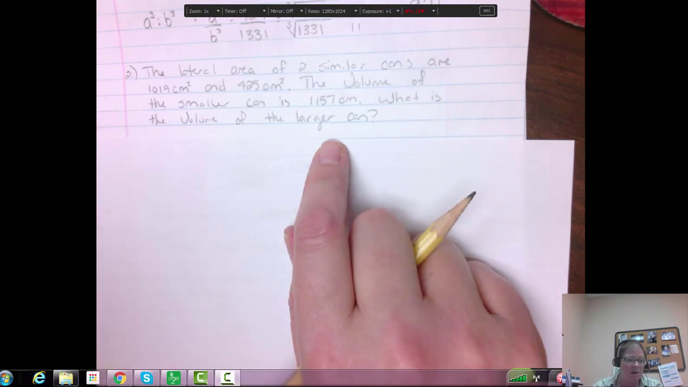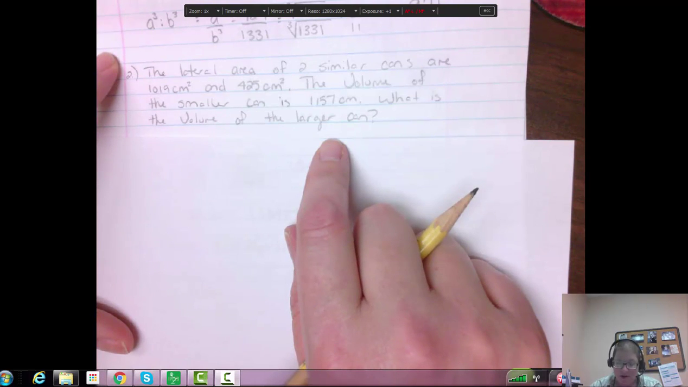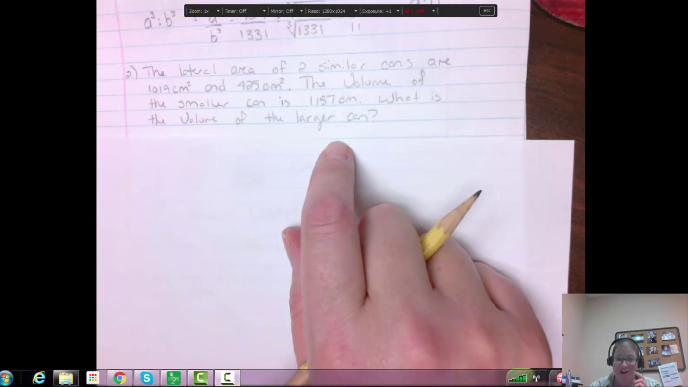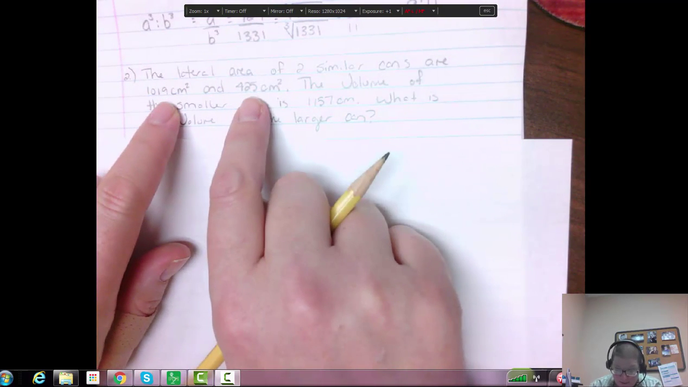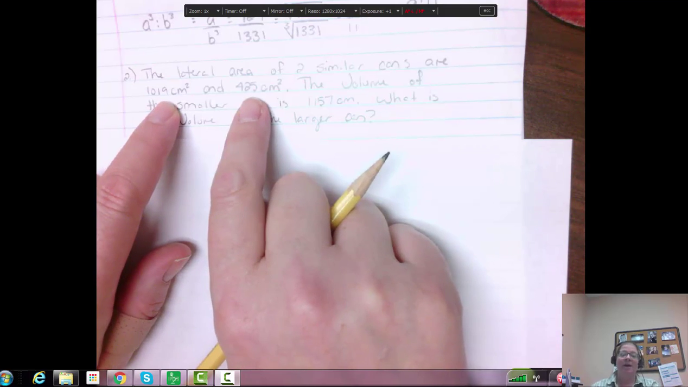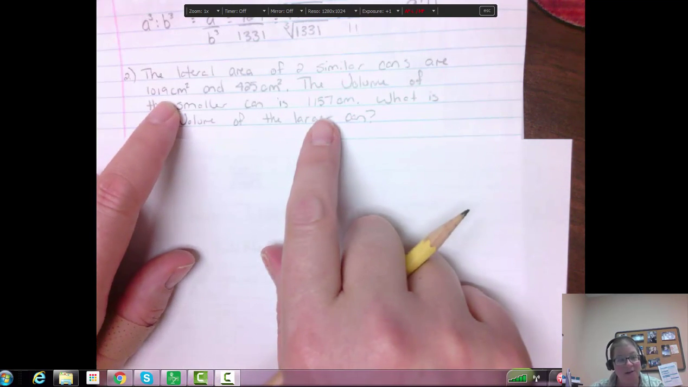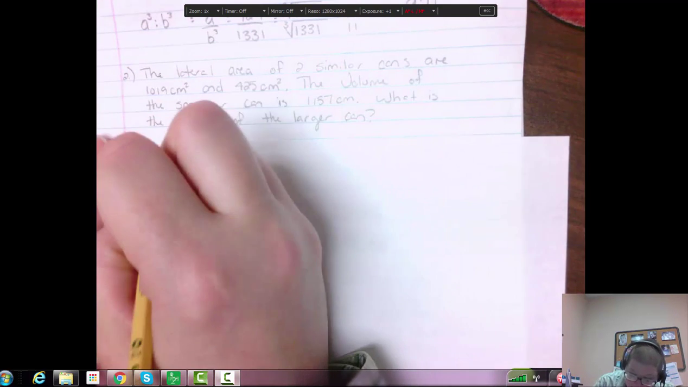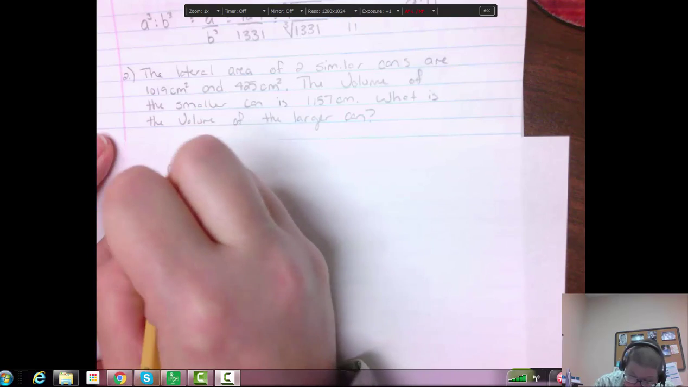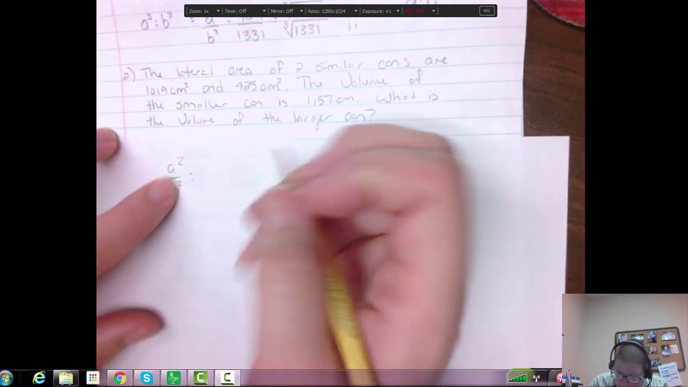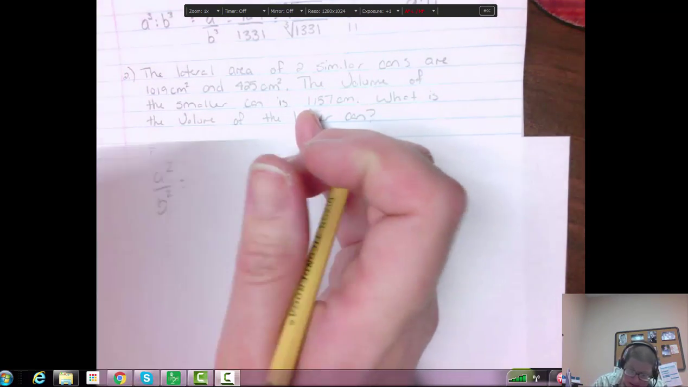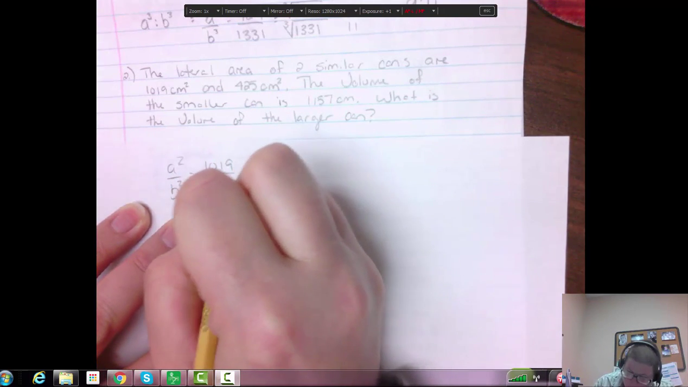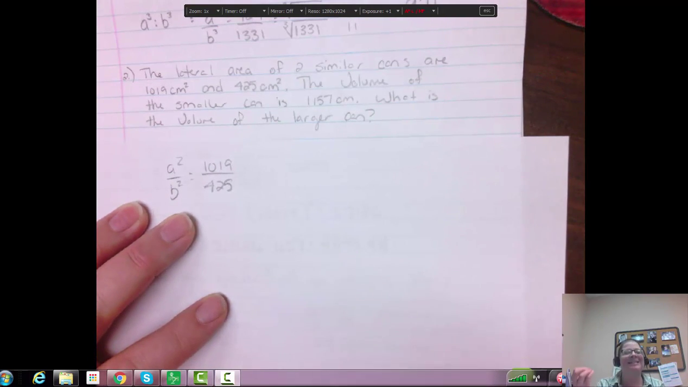All right, so we know lateral areas, and then we know the volume of one. What's the volume of the other? So what we need to do is find that scale factor from the areas, to use to find that new volume. So what we first do is find that scale factor. Well, these ones are squared, so it's like a squared over b squared is going to equal 1,019 over 425. So if we want to find a over b, we take the square root.